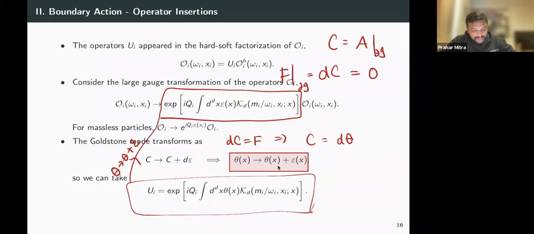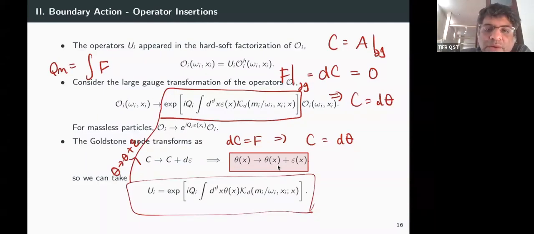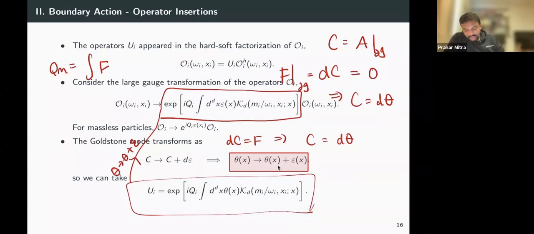That's because the magnetic charge is by definition the integral of f. And so if there are no magnetic charges, then f is 0, so dc is equal to 0, which means that I can solve c is equal to d theta. Right, so the gauge field is pure gauge at the boundary, and theta is the gauge parameter for that. Theta is that, yeah. And so under gauge transformations, theta goes to theta plus epsilon.